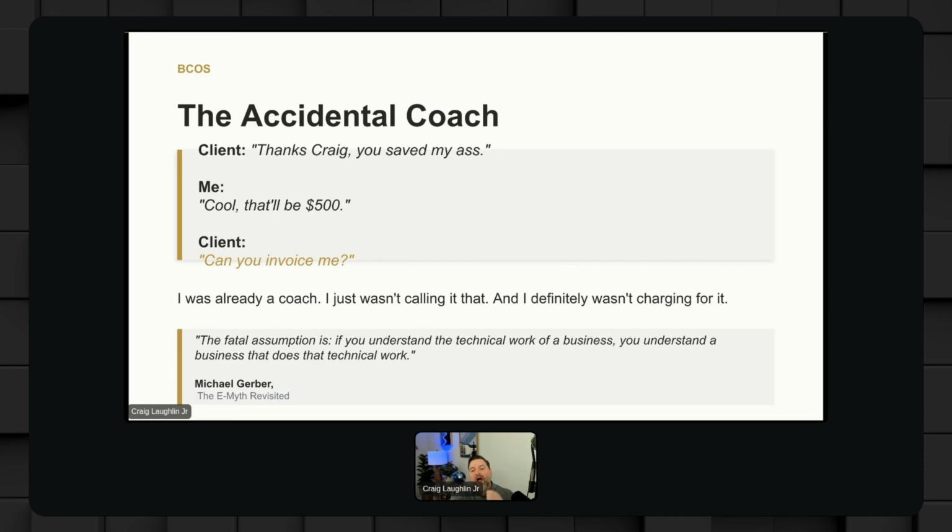So this is what I want to walk through with Business Coach Operating System. I want to help plug those gaps. Michael Gerber wrote something in the E-Myth. If you haven't read that, pick that up. But E-Myth Revisited captures this perfectly. He said, the fatal assumption is that if you understand the technical work of a business, you understand a business that does that technical work. And that's exactly what happened to me. I understood how to help business owners. I just had no idea how to build a business around that help.